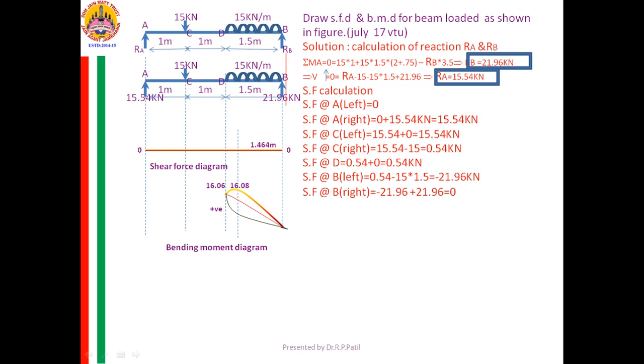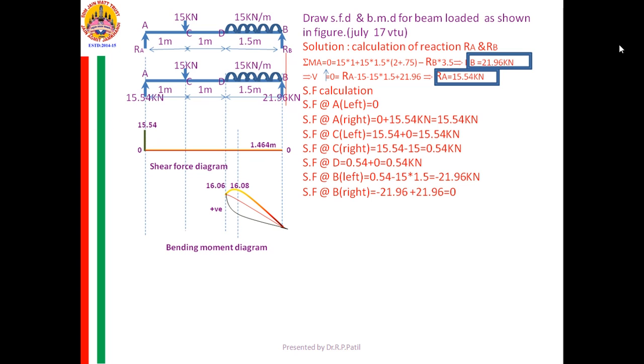Beginning and end of the distributed load. Then we are completing the SF diagram. So you got the SF at left of A. Now you see how we are constructing the SF diagram. SF at left of A is 0 and SF at right of A is 15.54.